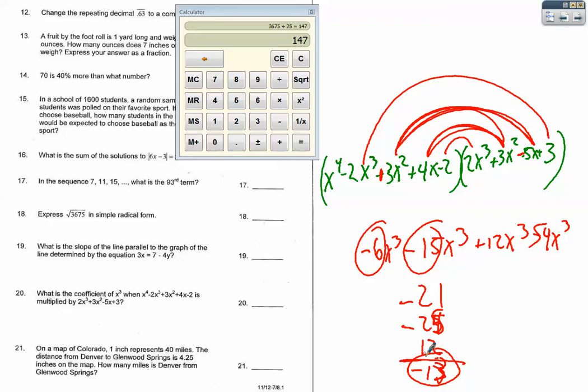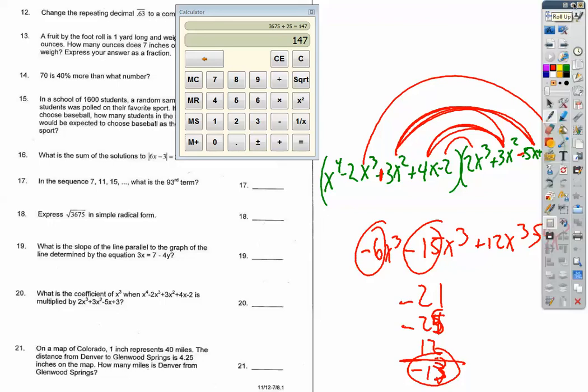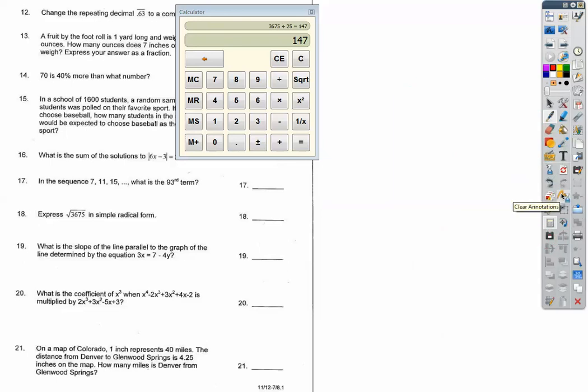All right. Last problem. On a map of Colorado, 1 inch represents 40 miles. Distance from Denver to, oh, I love Glenwood Springs, is 4.25.